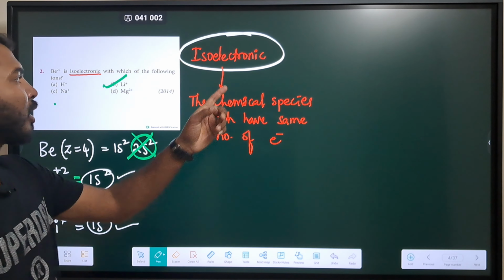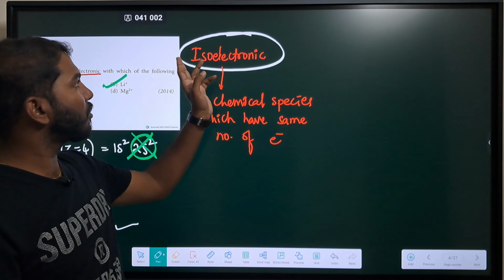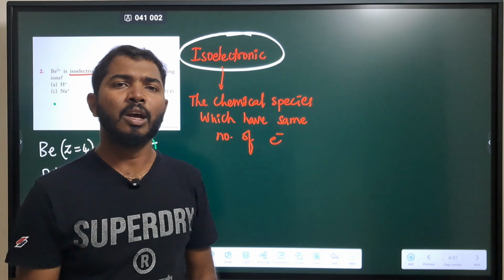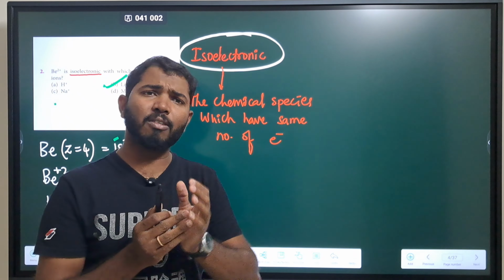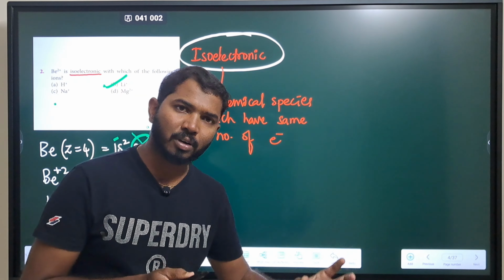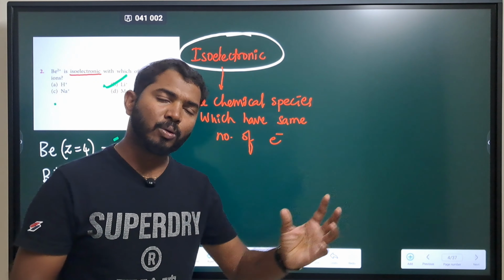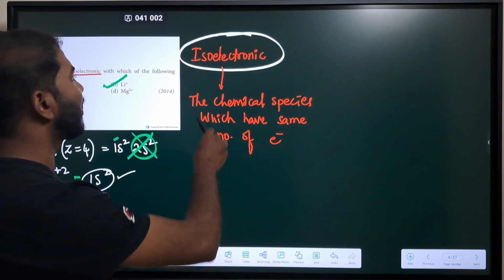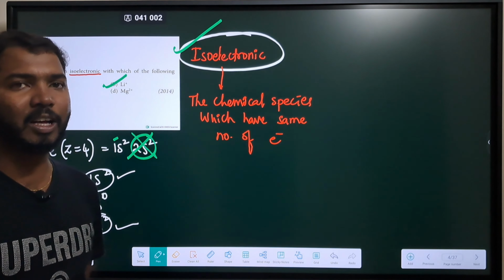Hope you understood. So when we come across the term isoelectronic, we need to check the number of electrons. They may give a neutral atom, an ion, or any chemical species. So we need to calculate their number of electrons. If 2 different chemical species have the same number of electrons, they can be called isoelectronic. Hope it is clear.